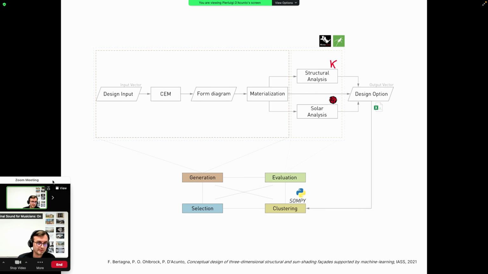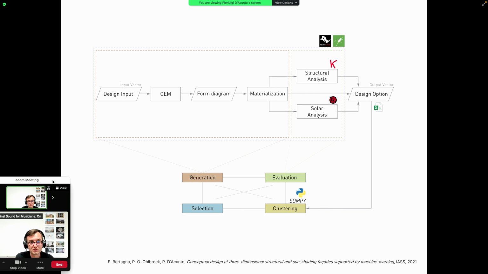This method obviously was very much applied to structural design, but it's a general method that can be applied to any other discipline. We also made a test to connect the structural design with other technology-driven aspects. For example, in this case, aspects related to building physics, like the solar exposure of the building, in terms of the penetration of direct sunlight into the structure.